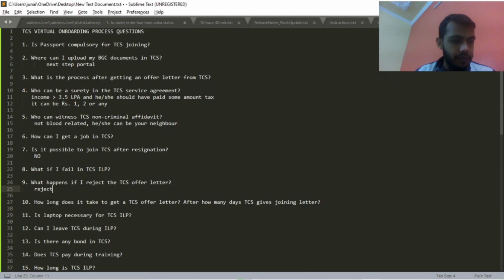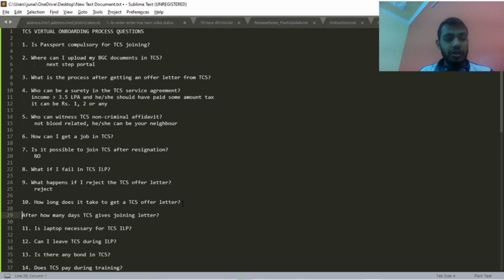So now let's move to the next question. The next question is: how long does it take to get a TCS offer letter? After how many days does TCS give a joining letter? These are two different questions. First, let's answer how long it takes to get a TCS offer letter. The offer letter will be generated around 1 month or 1.5 months after giving the interview and test, once the whole process is completed.